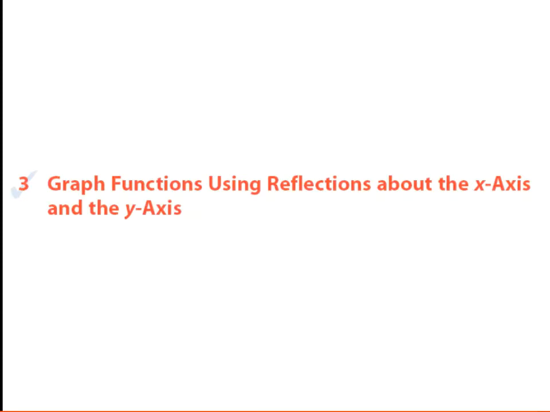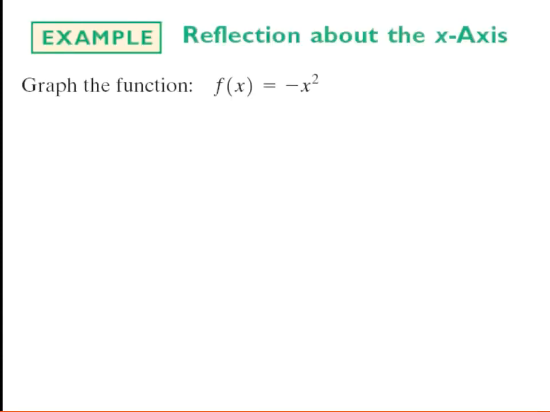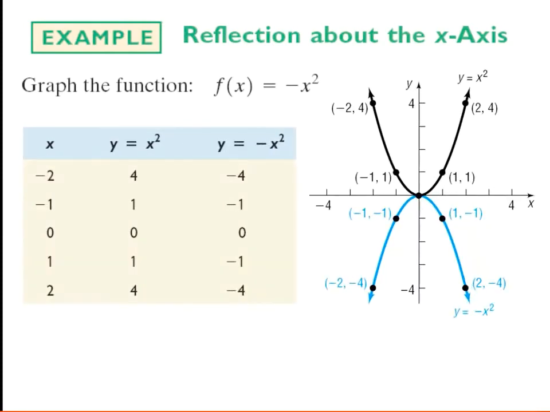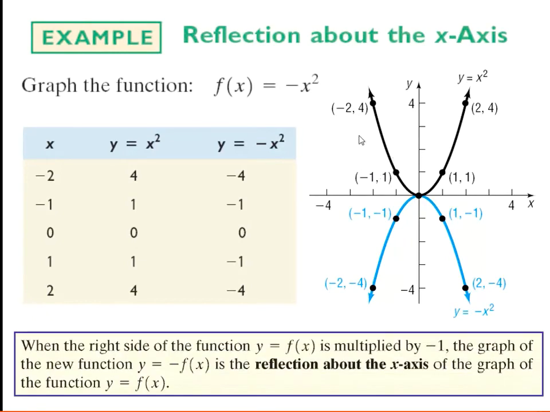All right, so the last objective in this section is to graph using reflections about the x or the y-axis. So let's say I graph the function y equals negative x squared. What that's going to do is take my original parabola, and it's going to take the opposite of all of the y values. So if I take the opposite of this y value, it becomes negative. I take the opposite of this y value, it becomes negative, and I, in essence, reflect the graph over the x-axis. So anytime we multiply outside by a negative, that's a reflection over the x-axis.